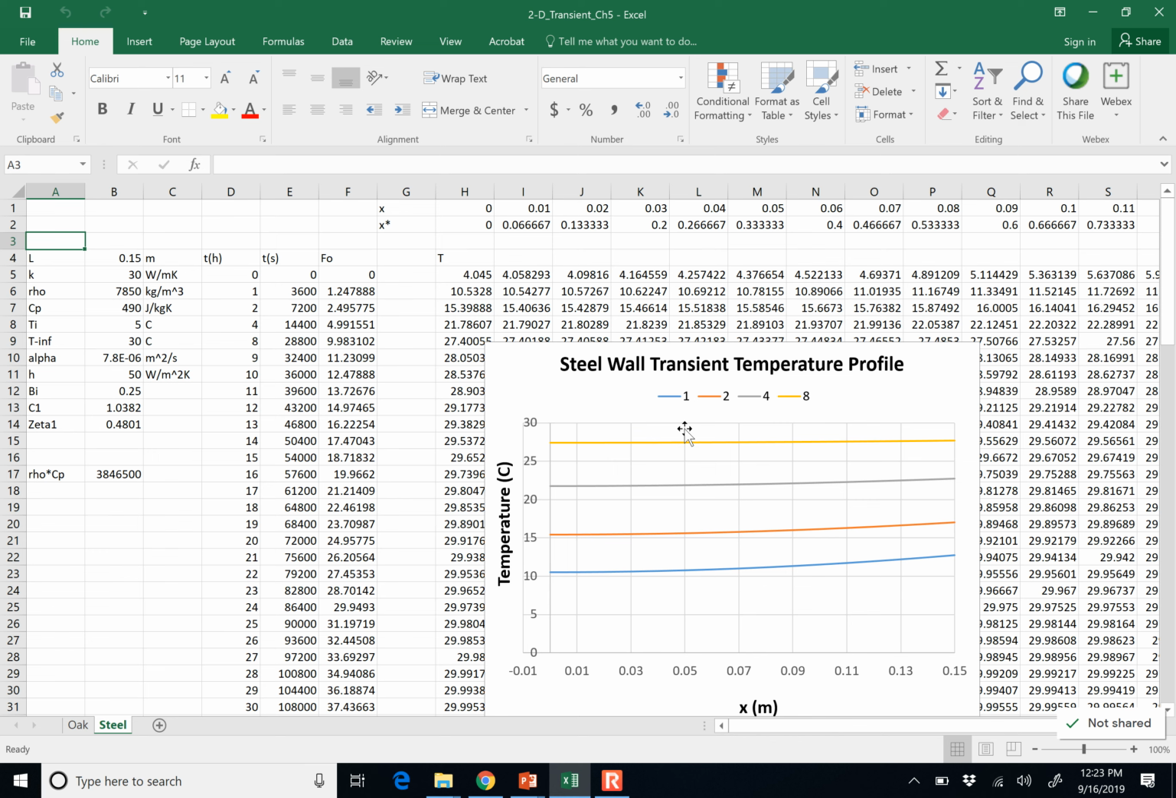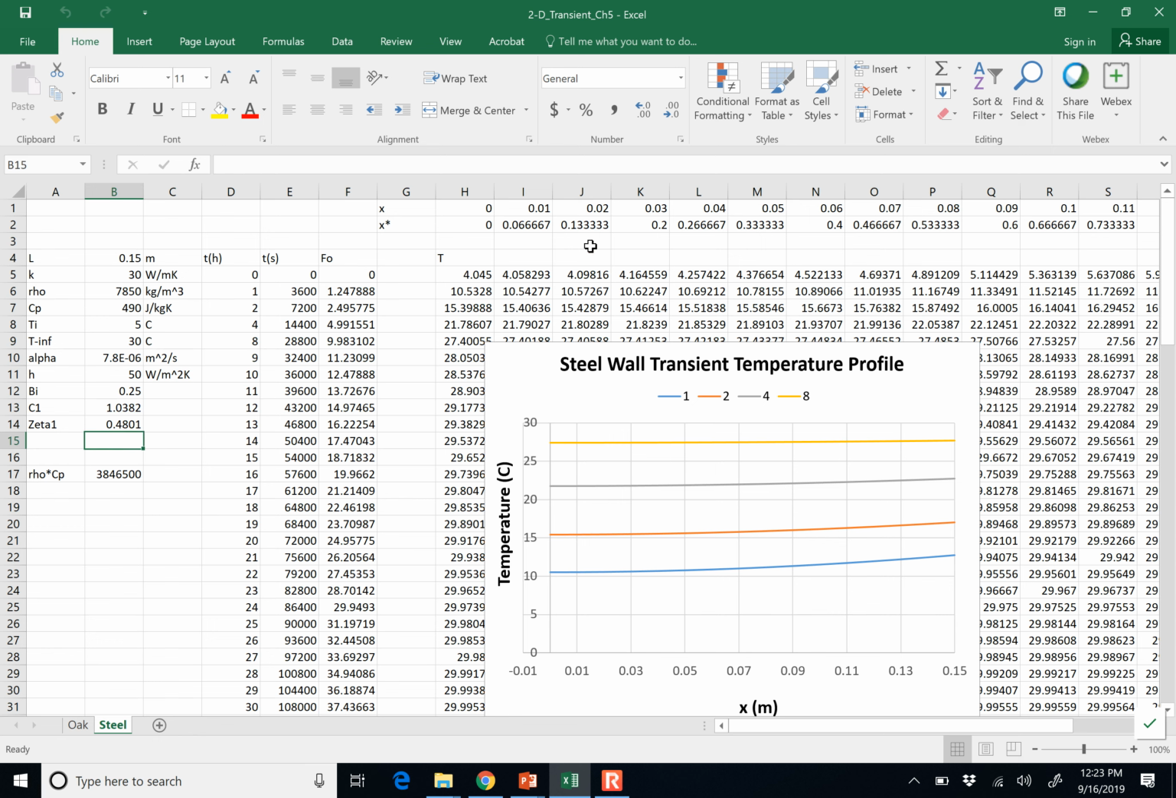For the steel wall, this is really just being detailed and meticulous and trying to keep track of your terms. In the steel wall example, we would just put in our characteristic length, our thermal conductivity, all the different material properties here. This is our initial condition. This is our ambient temperature. This is a calculation of our thermal diffusivity, or alpha. So we'd calculate our Biot number. Based on that Biot number, we'd go look up what C1 and zeta are.